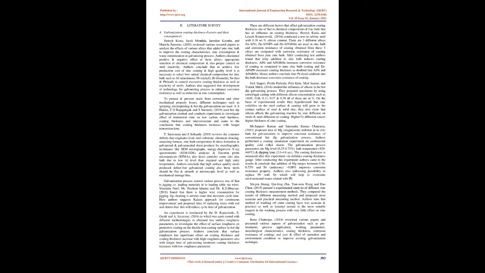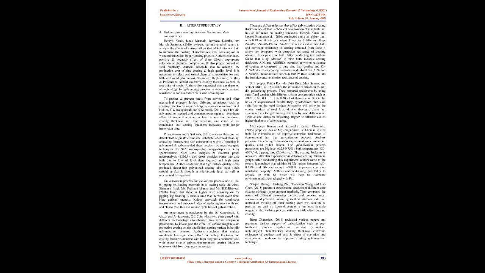An experiment was conducted by D. Kopyczynski, E. Guzik and A. Skesny, 2016, in which two parts were cast with different methodologies to obtain two surface roughness parameters, to investigate the effect of surface roughness on the protective coating on the ductile iron casting surface in the hot dip galvanization process. Authors conclude that surface roughness has a significant effect on coating thickness, and coating thickness increases with a high roughness parameter. Also with a longer time of galvanizing treatment, coating thickness increases with a low roughness parameter.